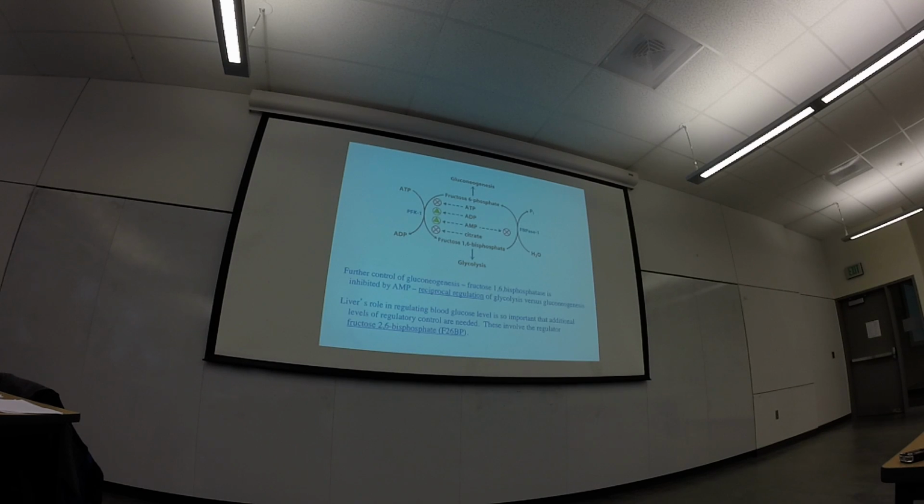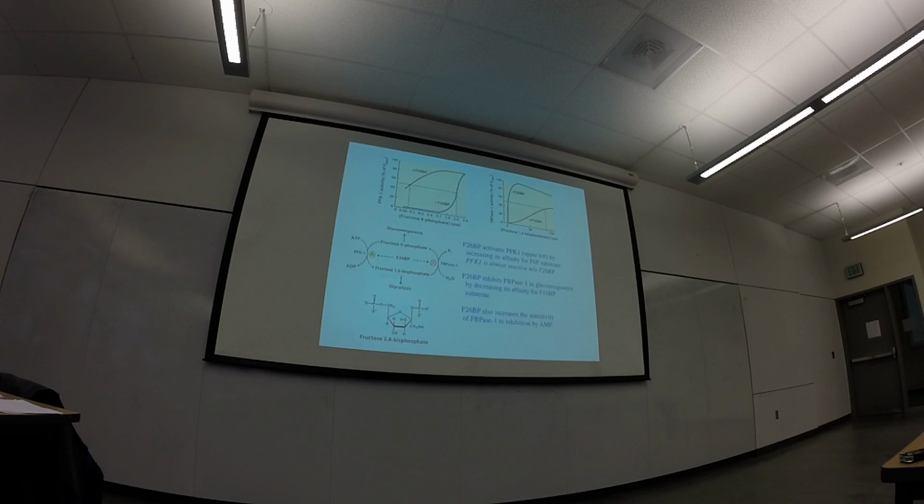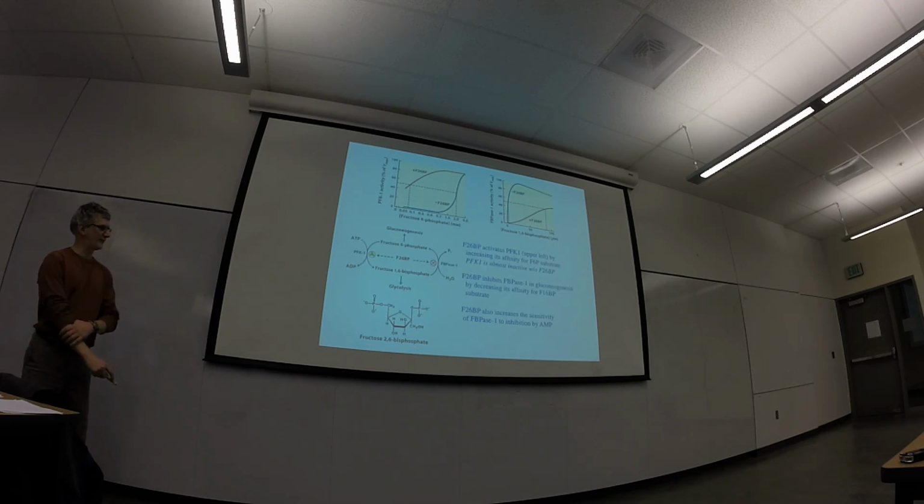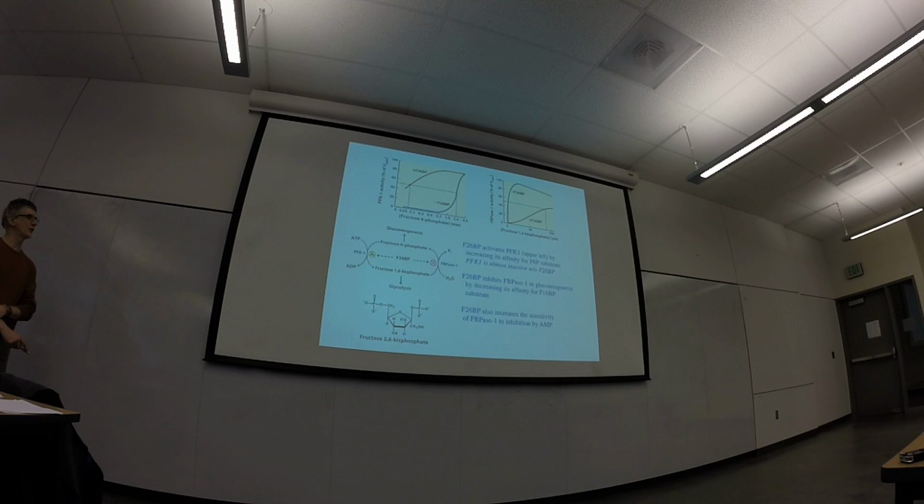So the additional level of control is this F26BP metabolite, right? Fructose 2,6-bisphosphate, you can see it here on the bottom. Here's the structure of it. It's just bisphosphorylated fructose sugar. And the way it works is that if it's around, it activates PFK, right? So it activates PFK, but it inhibits the phosphatase. It goes the other way.